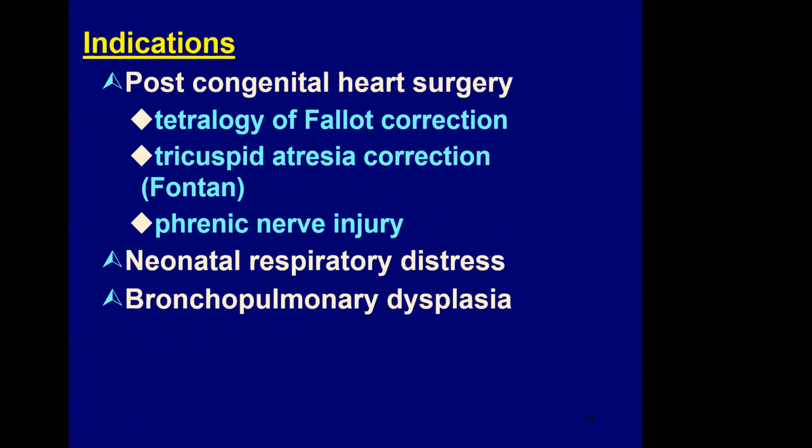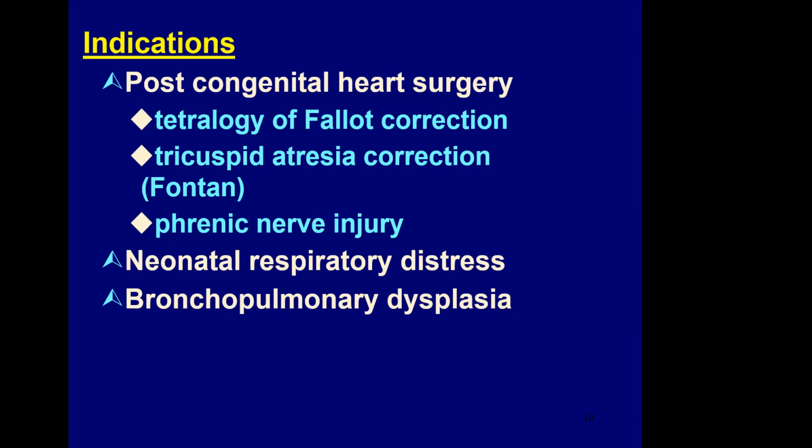Other indications for negative pressure ventilation, post-congenital heart surgery, specifically in children, in babies. It is very easy, regardless of how skilled the surgeons are, for surgeons to nick the phrenic nerve. And when that happens, the phrenic nerve will not power the diaphragm. Therefore, the nerve becomes severed and the patient just needs help ventilating.